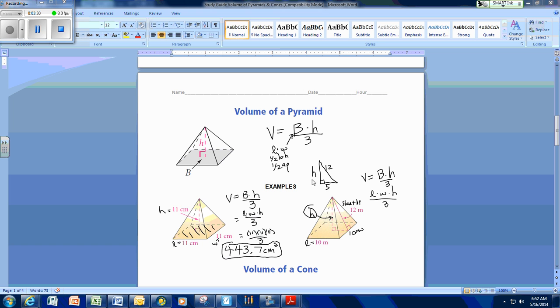Now to figure this height out right here, we're going to use the Pythagorean theorem, which is again a squared plus b squared equals c squared. I'm going to call my height a, this 5 right here, the other leg, would be b, and of course c always has to be the hypotenuse, which is across from the right angle. So h squared plus 5 squared equals 12 squared. I'm going to go ahead and calculate that out.